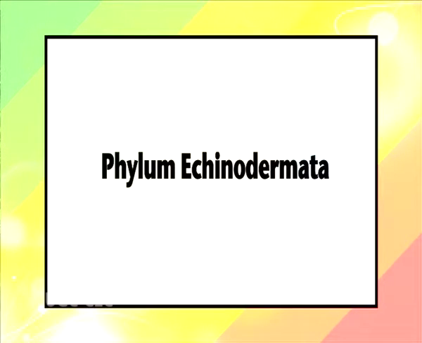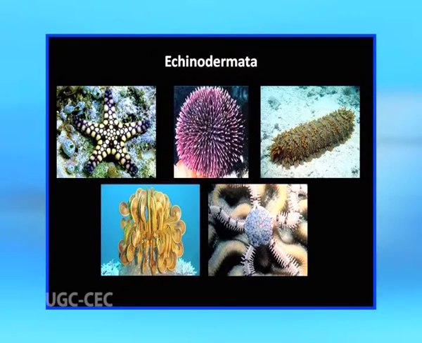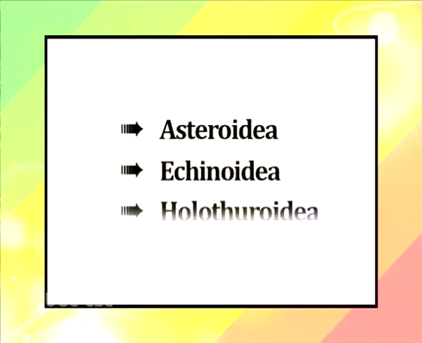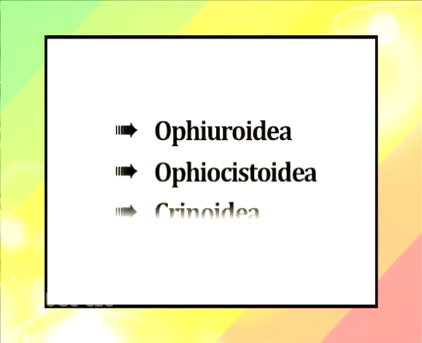Next phylum is Echinodermata. It includes about 6,000 species consisting of only marine, spiny-skinned, free-swimming, triploblastic animals. The adult animals usually show radial symmetry with pentamerous arrangement of body parts, but the larvae are bilaterally symmetrical. The classes include Asteroidea, Echinoidea, Holothuroidea, Ophiuroidea, Ophicystoidea and Crinoidea.